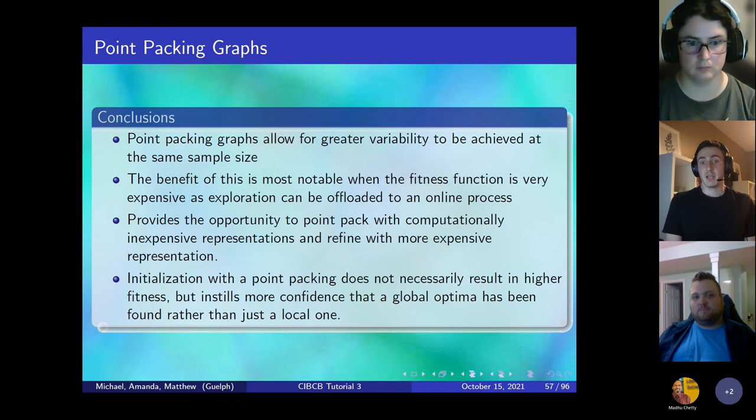Initialization with a point packing does not necessarily result in higher fitness, but it instills more confidence that a global optimum has been found rather than just a local one. What we're doing is guaranteeing that all different types of networks can be found and assessed instead of being locked into one area. That doesn't necessarily mean that those new areas that are being explored are better. It just gives us confidence that we've tried a lot of different stuff.